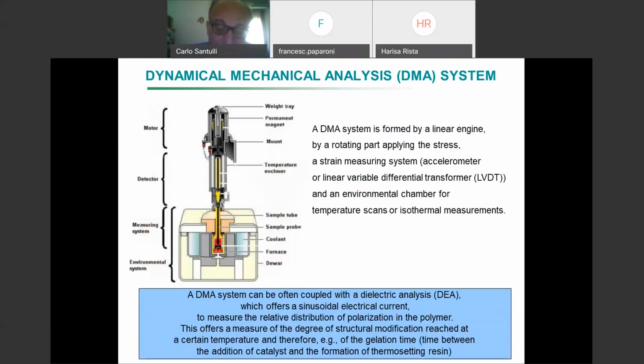But you need to control that gelation time, and you know that by dielectric analysis, and basically you can see that you undergo a structural modification and so a variation of the electrical properties by the dielectric analysis.